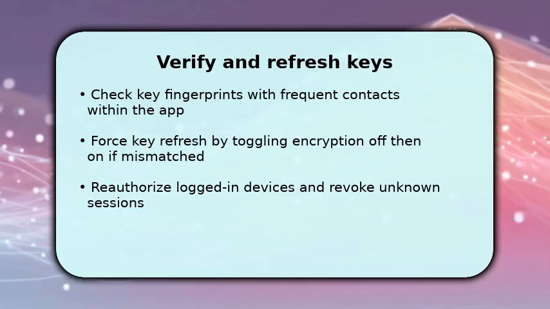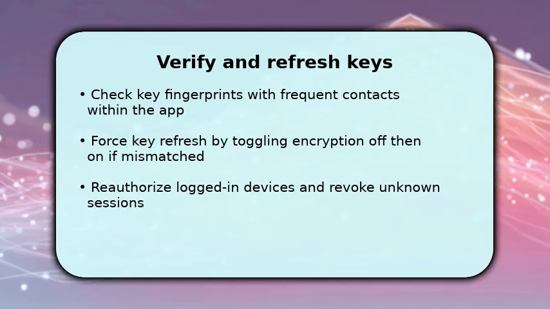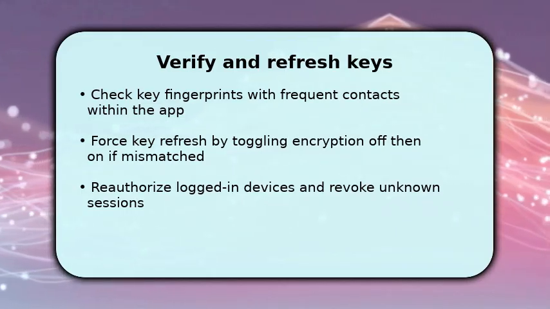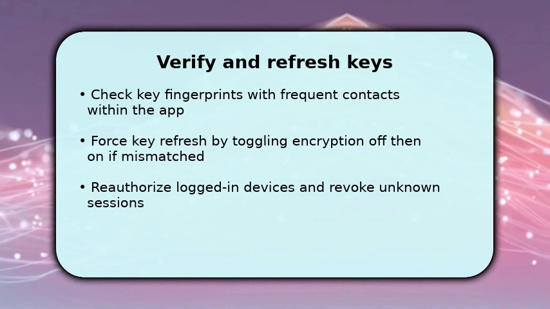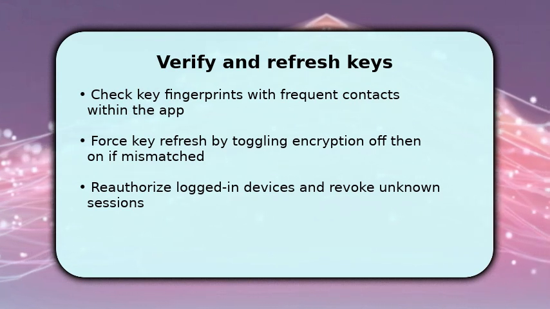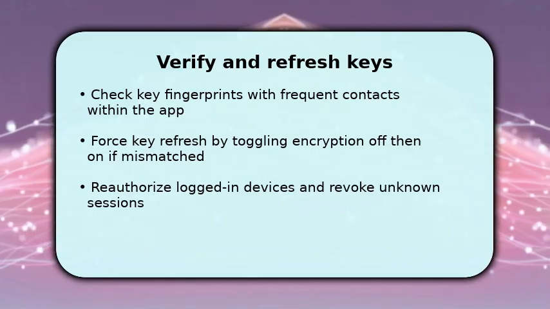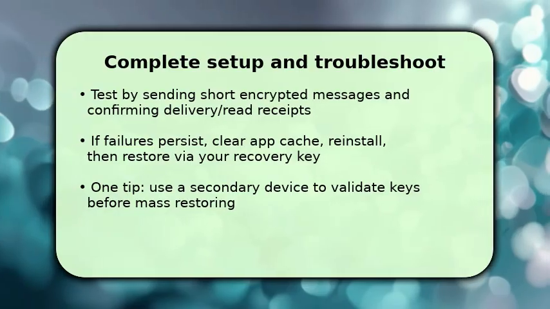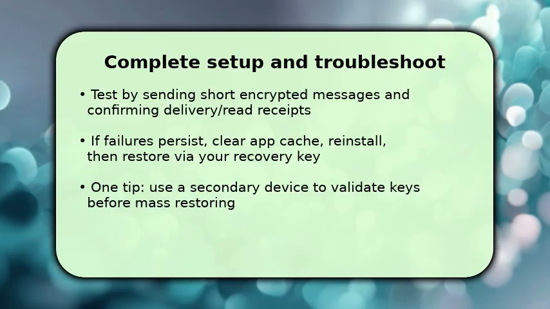Next, review active sessions and revoke any unknown devices in account security to prevent man-in-the-middle issues. Doing these steps ensures key continuity and prevents accidental message loss due to orphaned keys or stale sessions. Finish by sending test encrypted messages to confirm encryption flags, delivery, and readability. If all good, proceed to restore conversation archives.